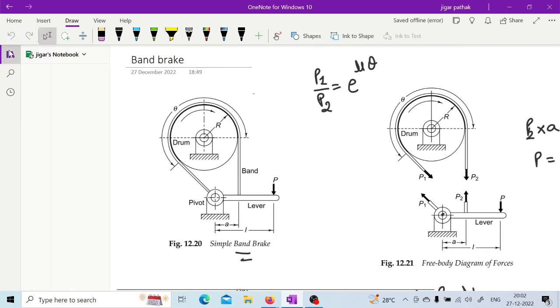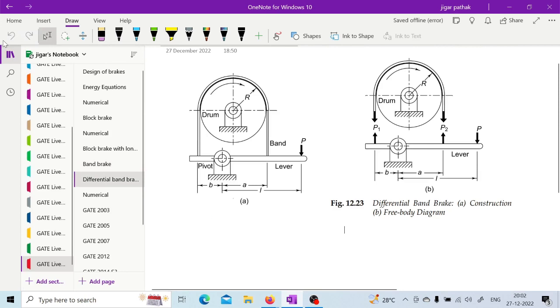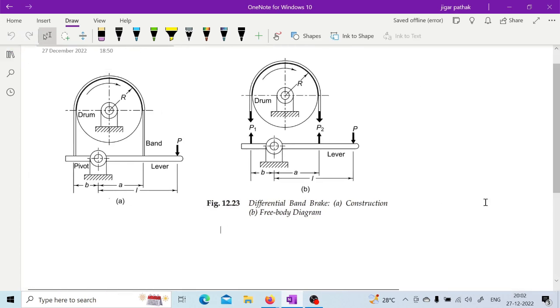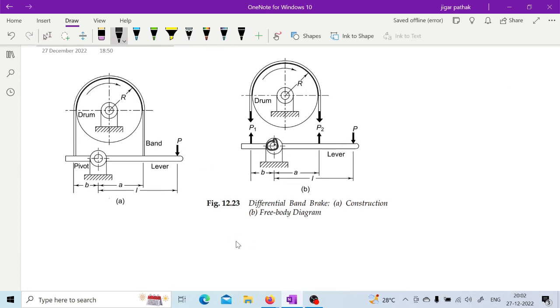There is one more type of band brake, that is this differential band brake. So if you see this differential band brake, then in that case if you take moment about this fulcrum, then you will have this P into L, which is having this clockwise moment. Similarly, this P1 into B is also having clockwise moment. And this P2 will be having anti-clockwise moment. So one of them can be positive and the other negative. If you take anti-clockwise positive, then clockwise negative, and if you take clockwise positive, then anti-clockwise negative.